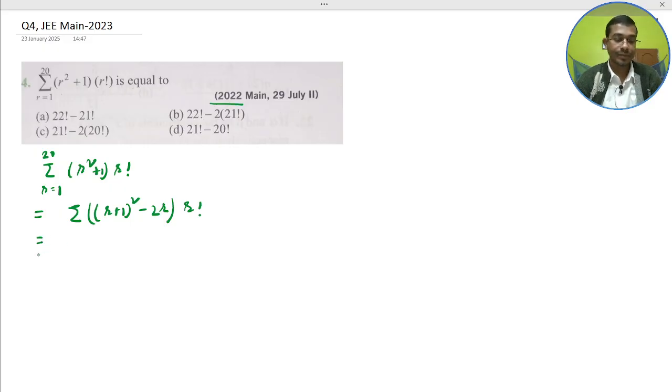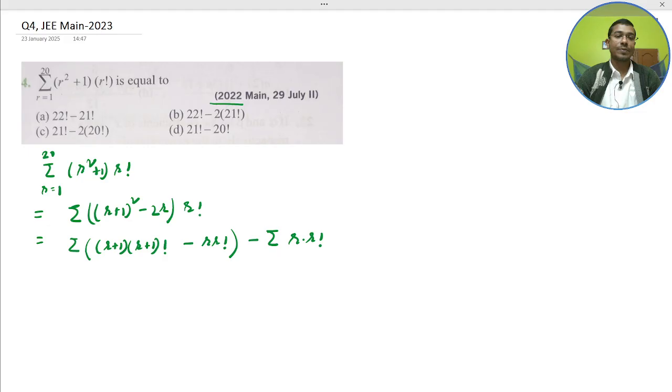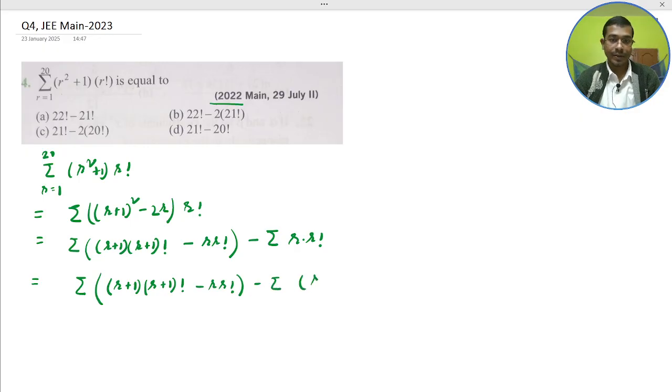Next, I just split the whole square term. This is the summation of (r plus 1) factorial, minus 2r into r factorial, minus summation r into r factorial. Just split this and separate this one. So this would be the summation (r plus 1) factorial minus, this is as it is, minus summation of, this is the (r plus 1) factorial minus r factorial.